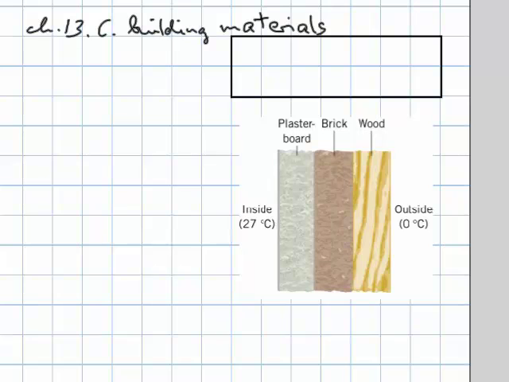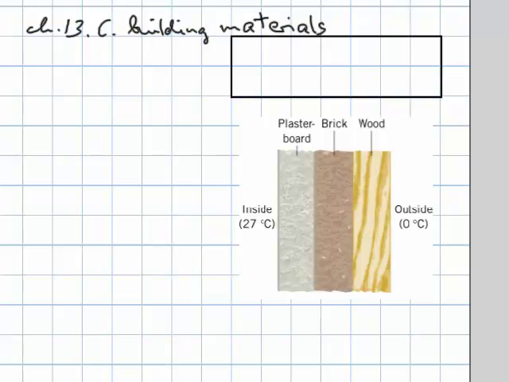This is the problem about the building materials, and it says 3 building materials: plasterboard with a given K in the problem, brick with another K, and wood with yet another K are sandwiched together as the drawing illustrates. The temperatures at the inside and outside surface are 27 degrees Celsius and 0 degrees Celsius respectively. Each material has the same thickness and cross-sectional area. Find the temperature A at the plasterboard brick interface and B at the brick wood interface.